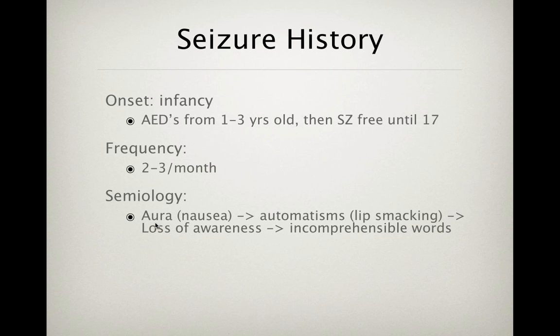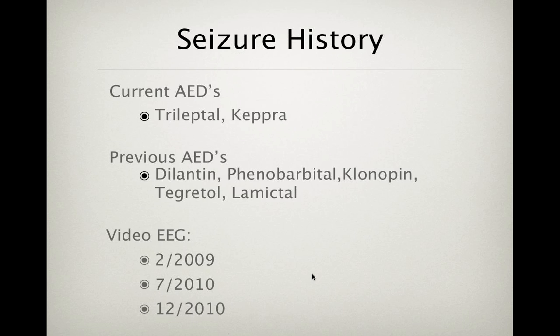What she would do physically, she would have an aura. She would get very nauseous and then start to have this lip smacking, or this automatic behavior, we call them automatisms, over and over, and then lose awareness. So after the initial nausea, she would start to fumble around with her fingers and also smack her lips, and then lose awareness and say incomprehensible words, and rarely have a grand mal type seizure. Most of her seizures were that type.